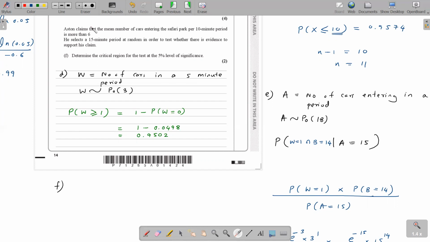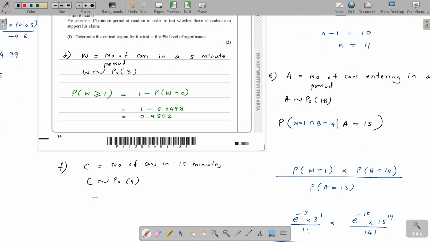Then what's the lambda value for 15 minutes? I think the lambda value for 5 minutes was 3. So lambda value for a 15-minute period should be 9. Shall we give a new variable? Variable C, number of cars in 15 minutes. And C follows the Poisson distribution with mean 9, right? And then what does he claim? His hypothesis is H0: lambda equal 9.